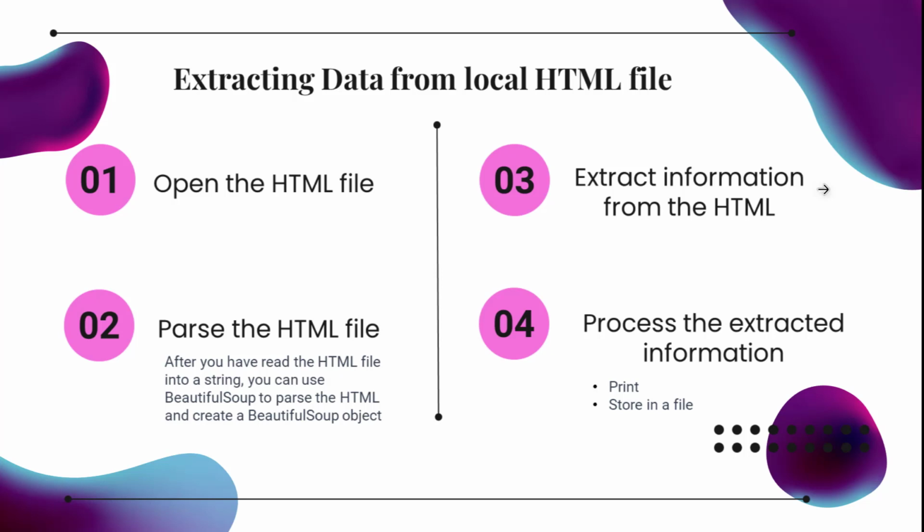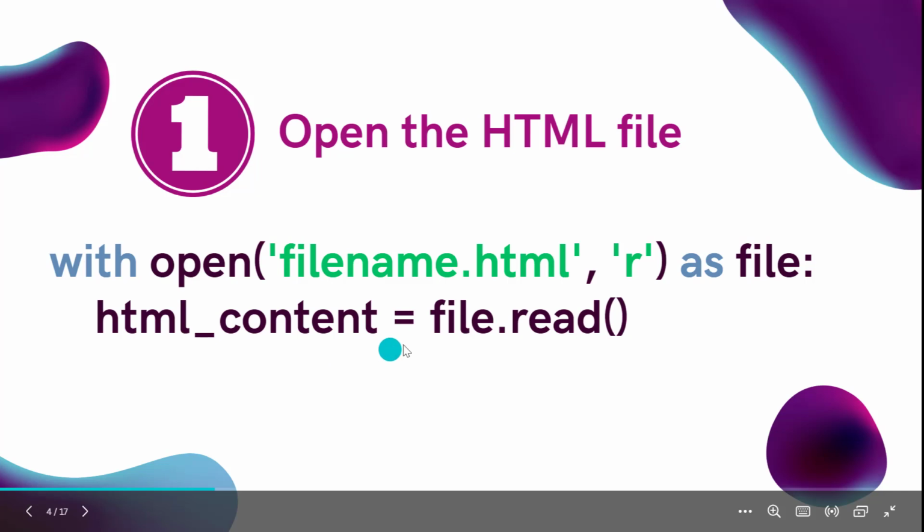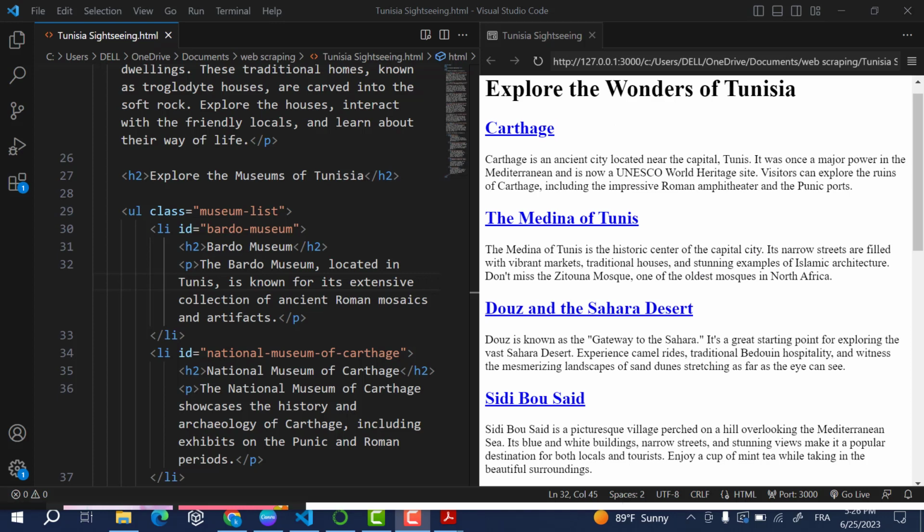So let's go for the first one, opening the HTML file, which we already saw in the Python basics. This is how we open an HTML file: with open, file name.html, in read mode, as file. And then html_content will be equal to file.read with parentheses. Here in the resources, you will find an HTML file. Just download it because you will need this file to extract data from it. Once you have downloaded this file, go back to Jupyter Notebook and open this file.